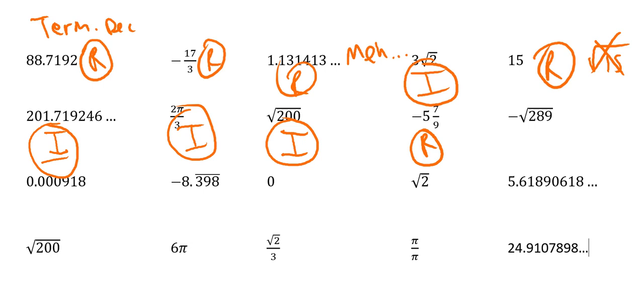Negative square root of 289. If you don't know your perfect squares off the top of your head, you're going to think this is an irrational number, but this is really a rational number because it's another way of writing negative 17. Square root of 289 is 17. The negative sign in front means the whole thing's going to be negative. So it's negative 17.